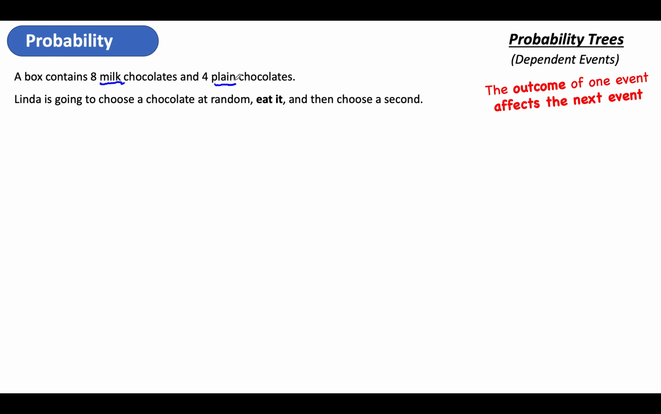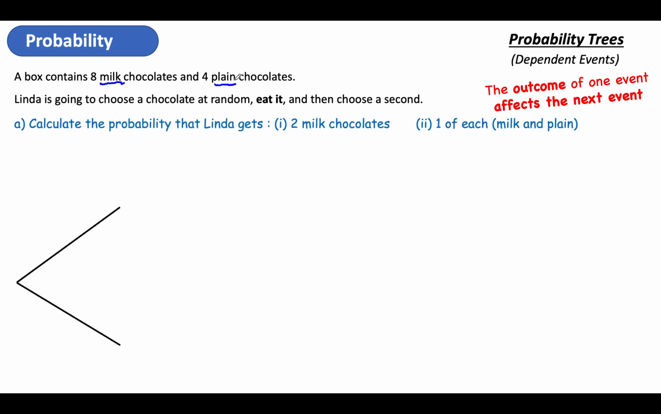Okay, so let's start off. Now the probability tree always starts in the same way. So we've got 2 options, and we've got milk, and we've got plain. And what's the probability of getting a milk? Well, there's 8 milk and 4 plain. Now altogether there are 12 chocolates at the start, so the fraction will be out of 12, and there are 8 milk, so it's 8 out of 12, and there are 4 plain, so that will be 4 out of 12, and that adds up to 12 out of 12. So our set of branches is fine.